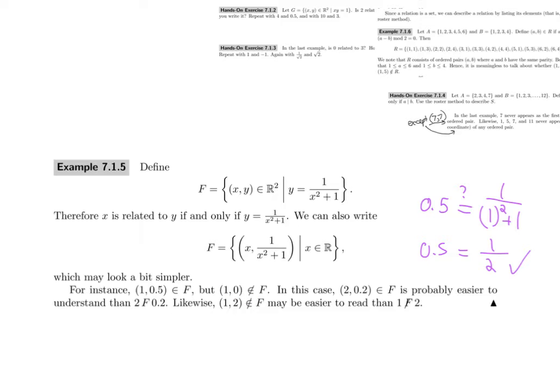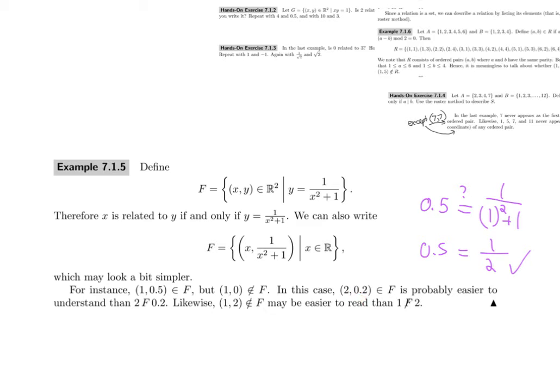If I plug in 1 for x, the 1 will go here, and it'll also go here. I'm supposed to get 0 for y. That's not going to happen. So 1 comma 0 is not an element of F.